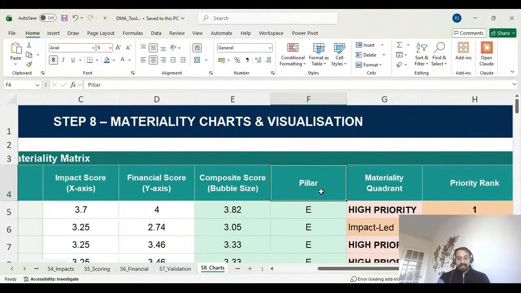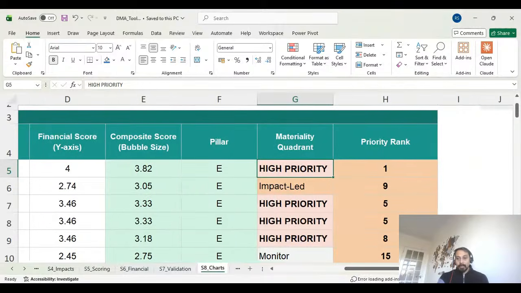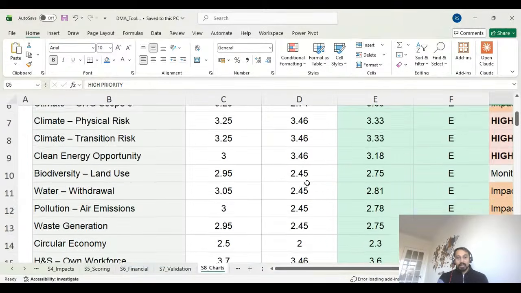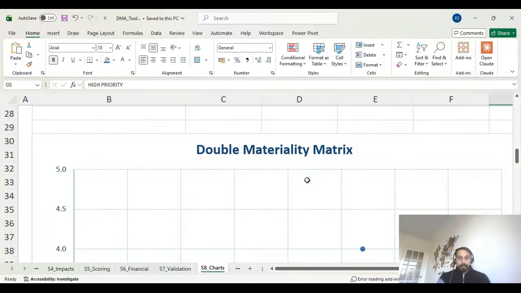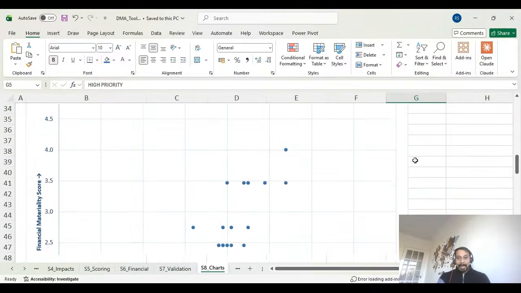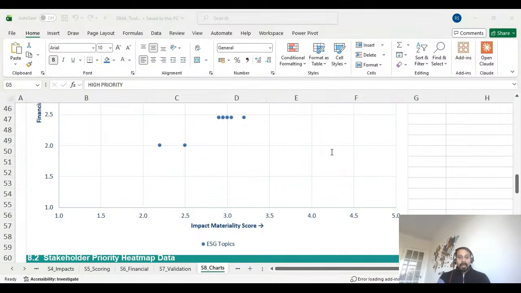You can see which E, S, or G pillar each belongs to, and the materiality quadrant, which is high priority, impact-led, or something similar. The priority rank is given automatically based on the score. And you can also see the various types of charts that help you add to your report. This is the x-axis, which covers the impact score, and the y-axis, which is the financial score.